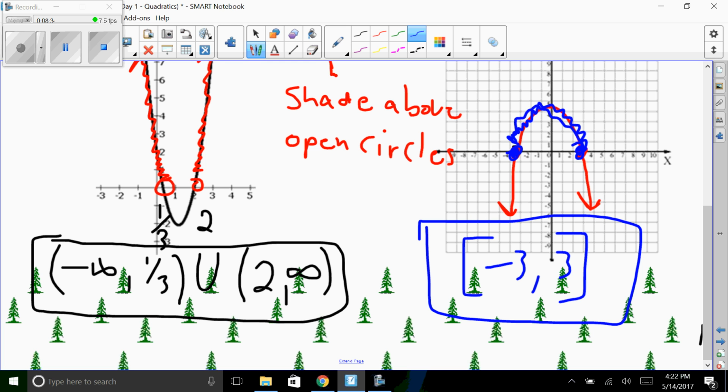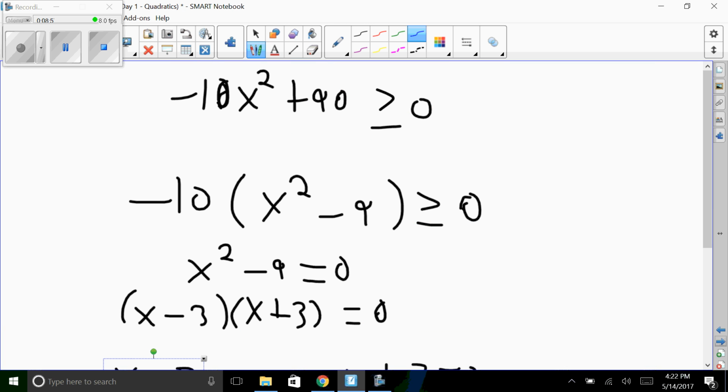All right, so a couple things. You got to remember how to sketch the graph. Is it pointing up or down? The inequality symbols, they tell you two things: where to shade and what type of circles to use. When you're writing your interval notations, remember when to use parentheses, and when to use brackets. All right, let's move on to number 3.